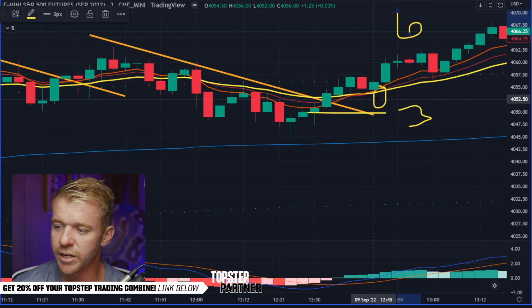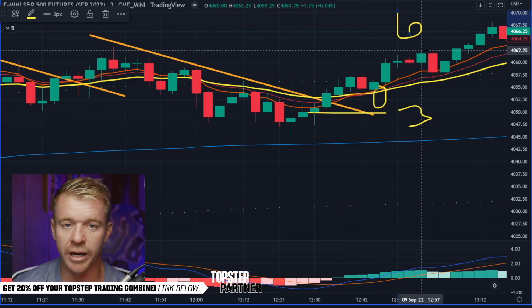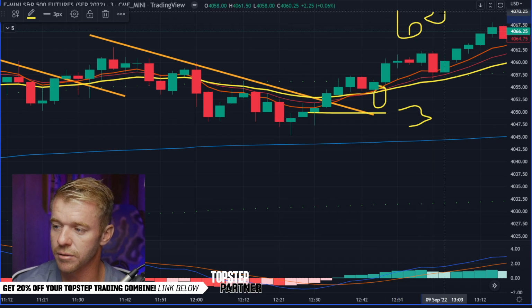So let's just say you got in at the 53s there. You're risking off the 50s. Where's that move up? We get a move up to the 62s. Beautiful. That's even more. That's 9 handles to the upside.